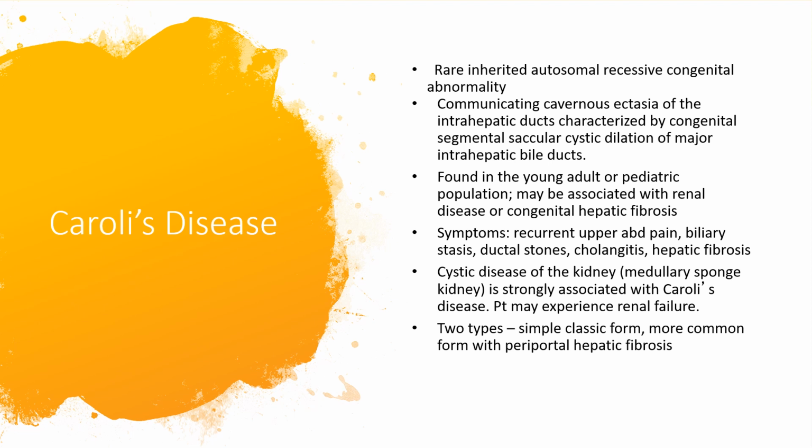fibrosis of the liver. You may see cystic disease of the kidney with Caroli's disease, that's the medullary sponge kidney. We're going to talk about that more next week. And patients can experience renal failure. There's two different types of Caroli's disease. You can have the simple classic form or the more common form with periportal hepatic fibrosis.